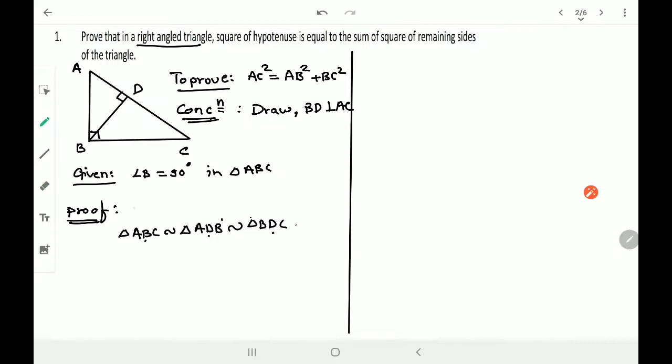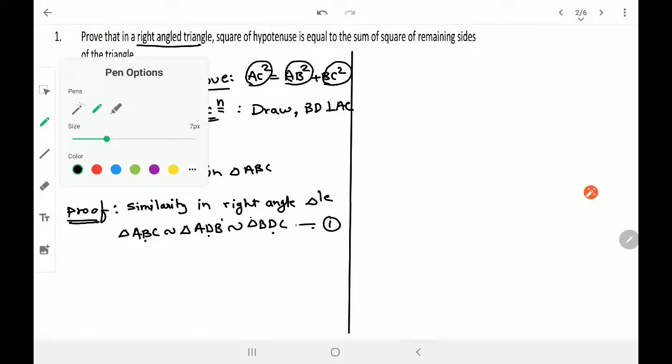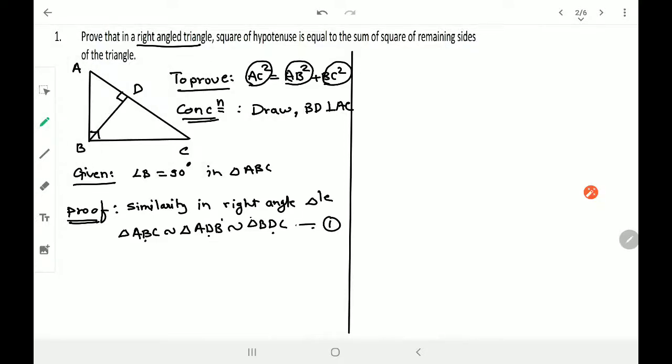So we have this by reason similarity in right angle triangle. This is already known, isn't it? I just mark this as equation number 1. So now after this we are going to work. What you understand here is I need AC square, I need AB square, and I need BC square. Is it possible to bring all these from this equation? Let us check that. It's very clear that I need to get AC square. Is there any way that I can get AC square?